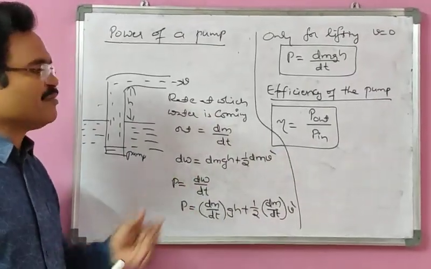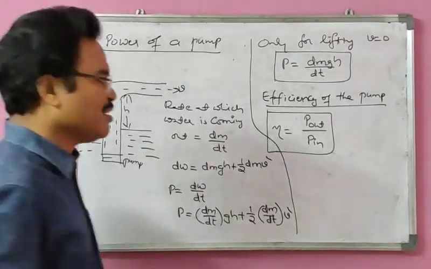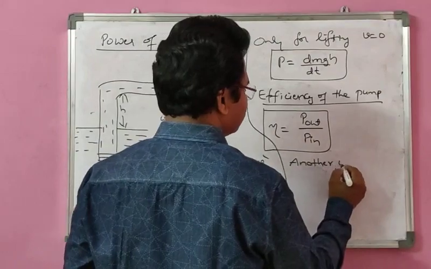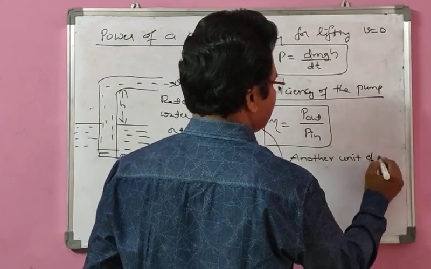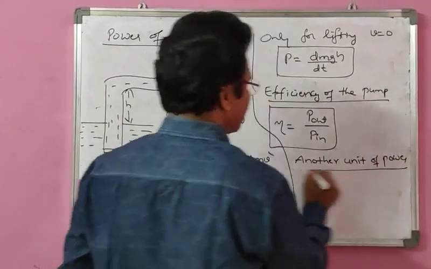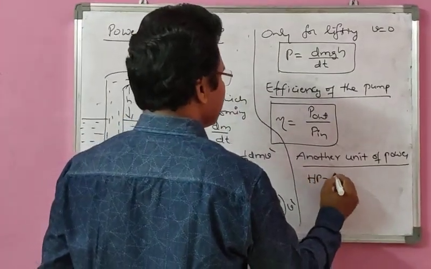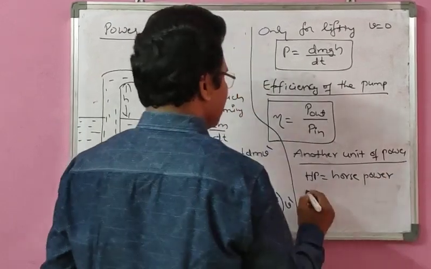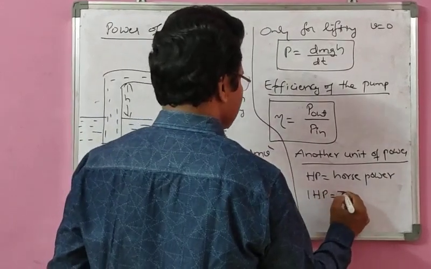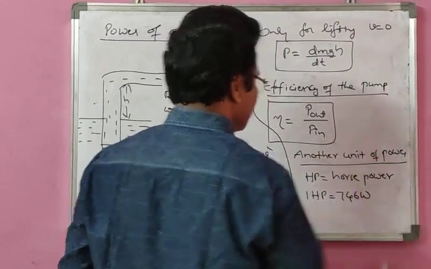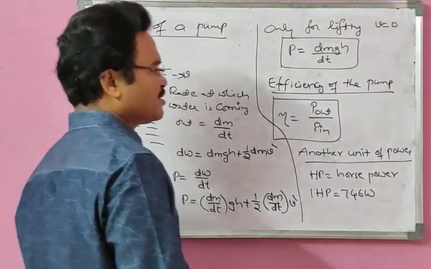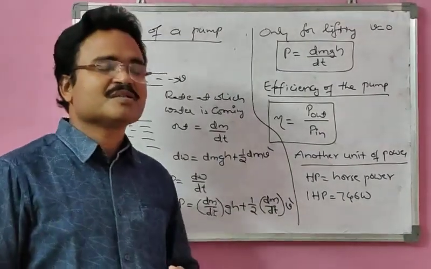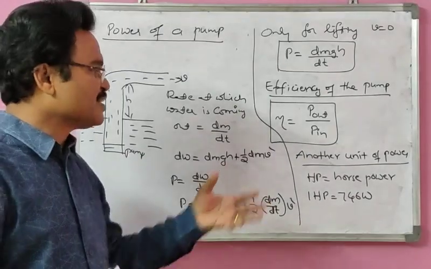Normally the power of engines is measured in horsepower. So another unit of power is HP. HP stands for horsepower, and 1 HP equals 746 watt. That means if you call it a 1 HP motor, it consumes 746 watt.